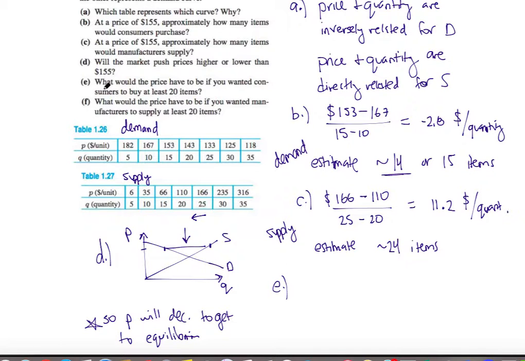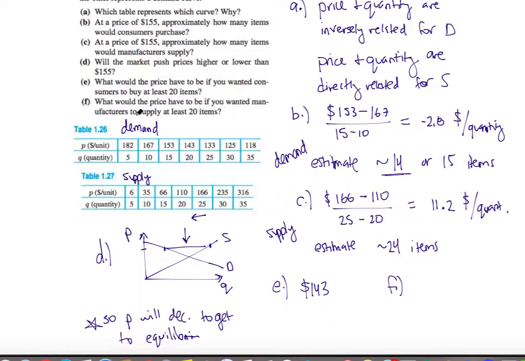Now, the next two questions kind of go back to the same deal. It says, what price would you have to have if you wanted consumers to buy at least 20 items? So, in order to really think about this, we want to look at the demand curve. We want to look at about what price you need for 20 items, and so this is just quite simply $143.